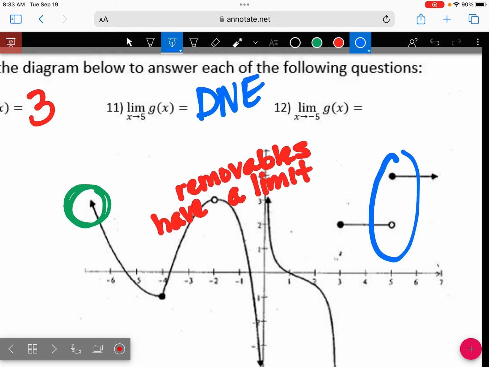For -5, that would be right here. Right here at -5, we don't have a discontinuity. So my limit would be whatever the y value is right here, which appears to be at about negative 1/2, negative 0.5. I'm approximating that.